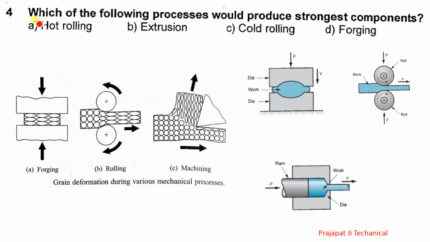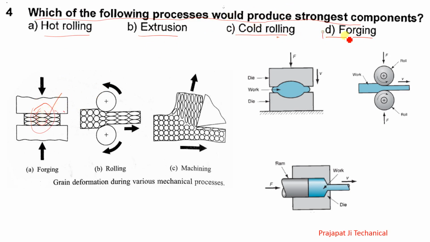Fourth question, which of the following processes would produce the strongest components? Hot rolling, extrusion, cold rolling and forging. These are metal forming processes. How will we decide which one is the strongest component? Grain formation. In forging, due to high temperature, new grains are formed and when these are pressed, they are mechanically tight and uniform. So due to this, it is the strongest component.